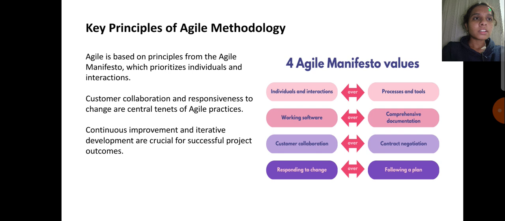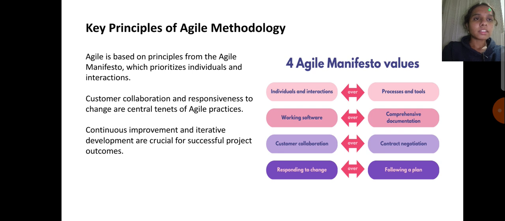And there are four Agile Manifesto values: individuals and interactions over process and tools, working software over comprehensive documentation, customer collaboration over contract negotiation, and lastly, responding to change over following a plan. These are the four agile values, and this is about the key principles of agile methodology.